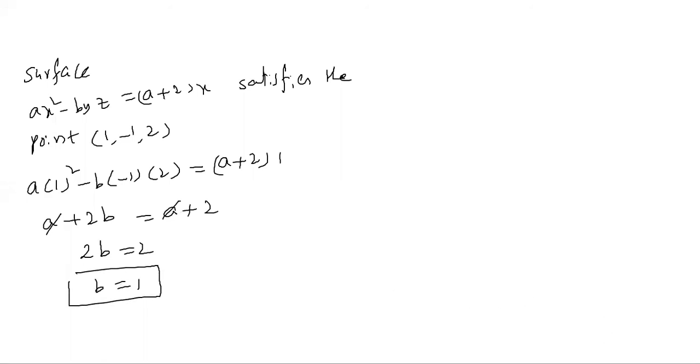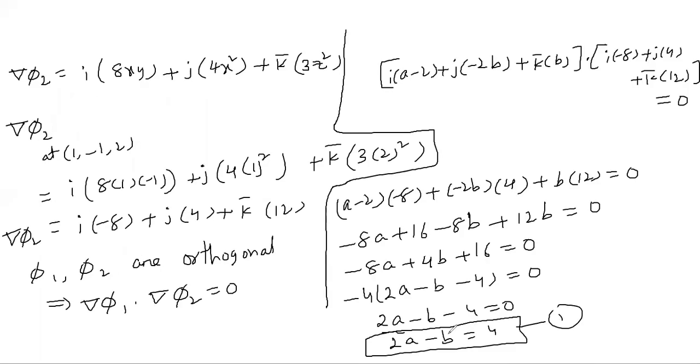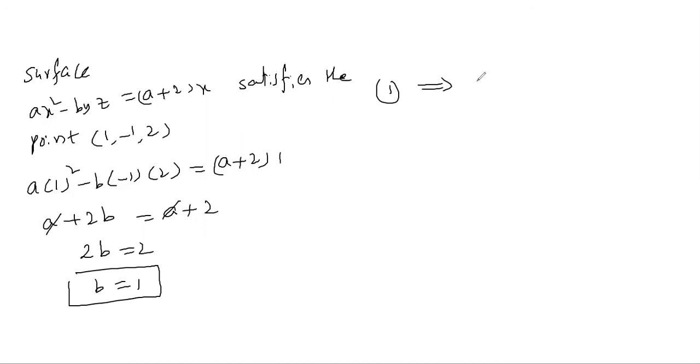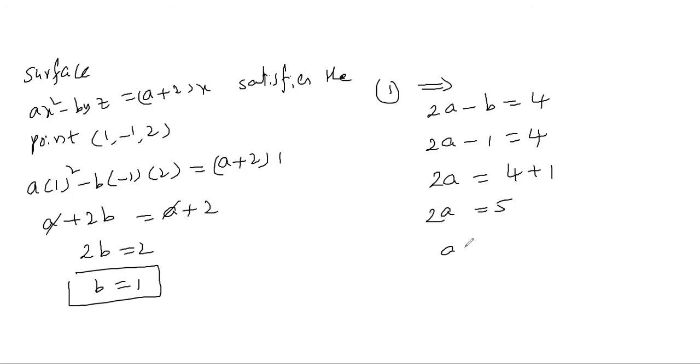Now, just now we got one equation, equation 1. What is that? 2a minus b equal to 4. So equation 1 implies 2a minus b is equal to 4. So 2a minus, what is the b value? 1, is equal to 4. So 2a is equal to 4 plus 1. So 2a is equal to 5. a is equal to how much? 5 by 2. Therefore, when the two surfaces are intersected, the a value is 5 by 2 and the b value is 1. So that is our required answer.